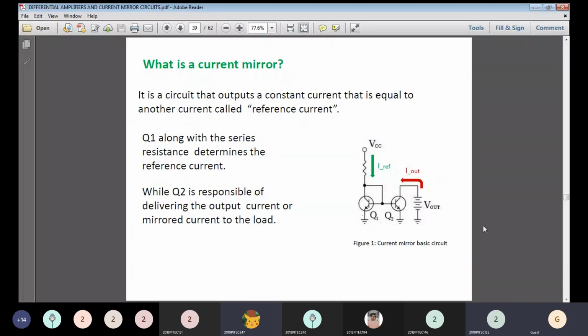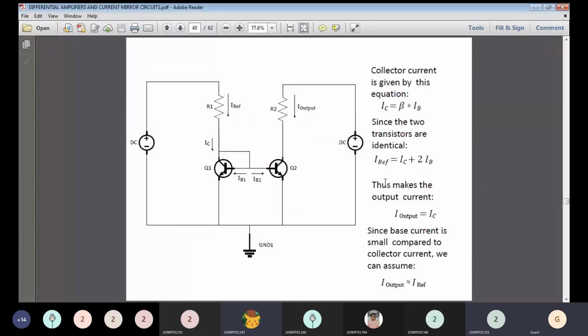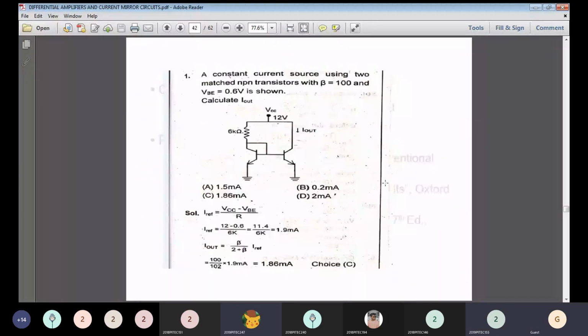The base of the two transistors is connected with the collector of another transistor Q1. So this is the circuit diagram of the current mirror, the same current mirror circuit we are getting here. This collector resistance is 6 ohm and this is the output. We know that the reference current is equal to the output current, and this holds only when the base current is very, very small. So you can go through the question and start solving.